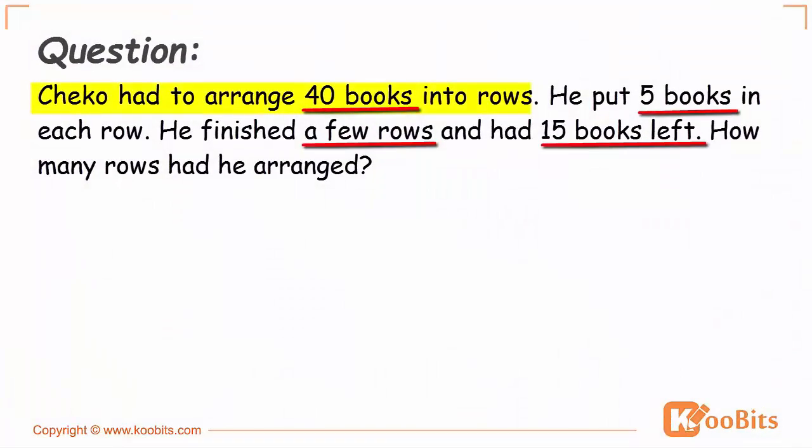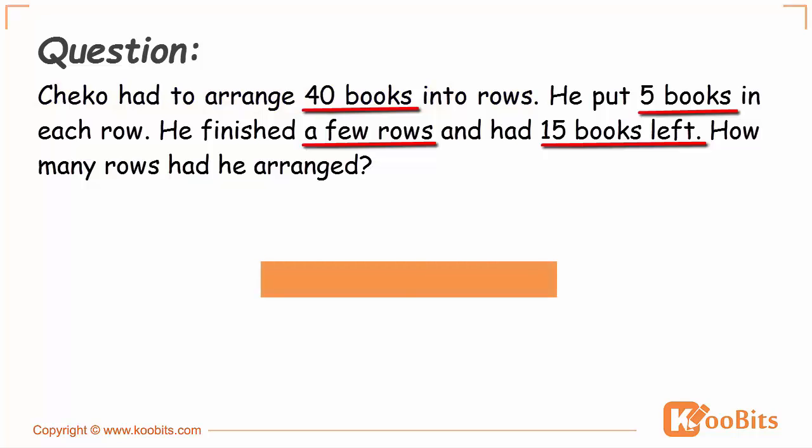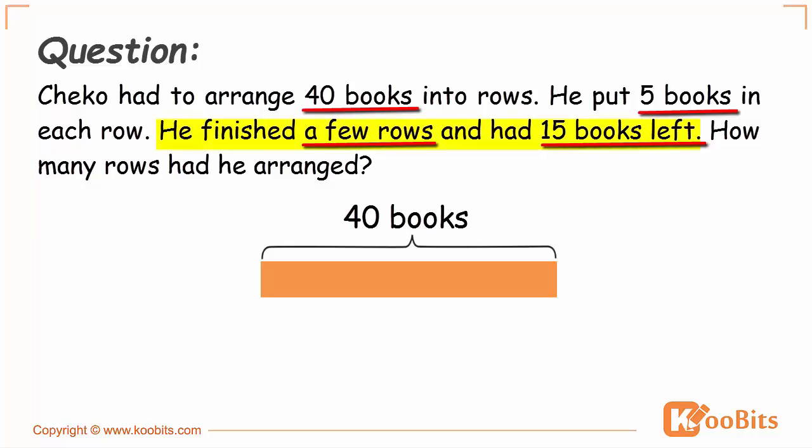Chico had to arrange 40 books into rows. Let's use a rectangle to represent the total number of books Chico had to arrange. Let's use a bracket to label it 40. Next, let's look at a part of the question first. He finished a few rows and had 15 books left. We know that some books had been arranged into rows, and the rest of the books were left unarranged.